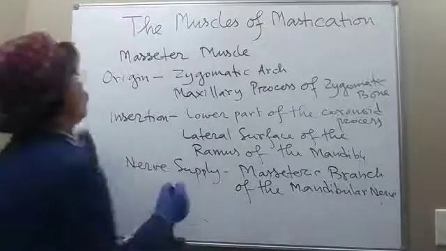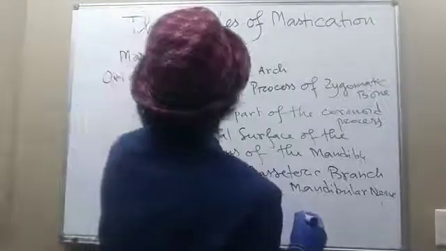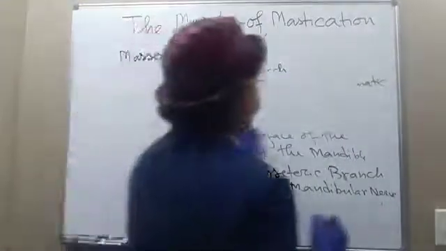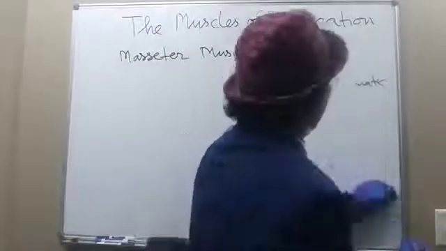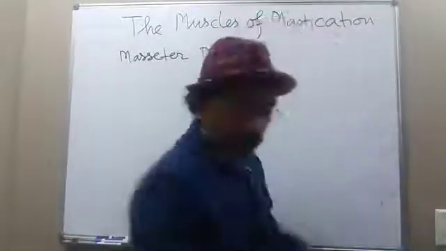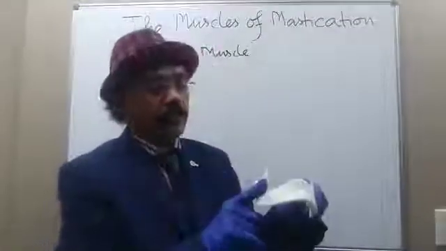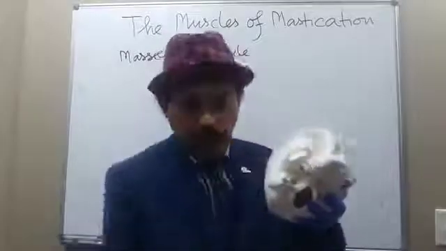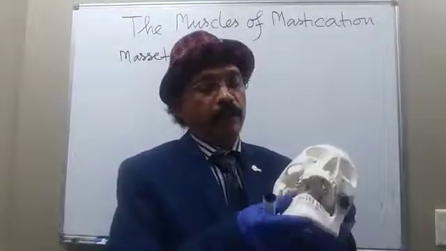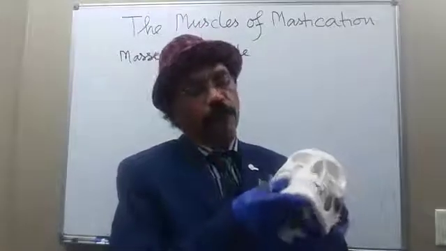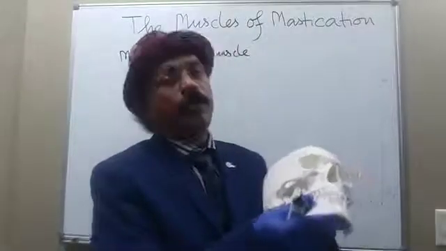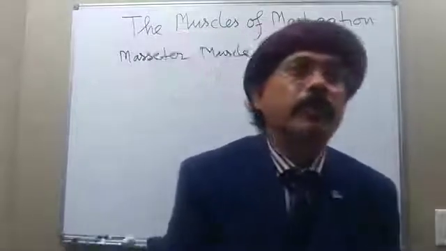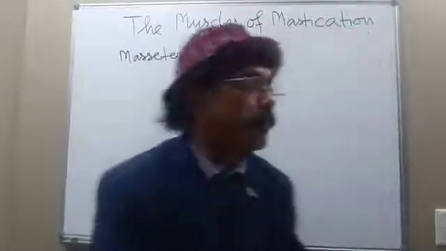Now, what is the function of the masseter muscle? Again, we must know, we must pull the insertion towards the origin. Insertion is here, origin is here. So if we pull the insertion towards the origin, then what will happen? There will be elevation of the mandible. Okay, that will close the jaw.